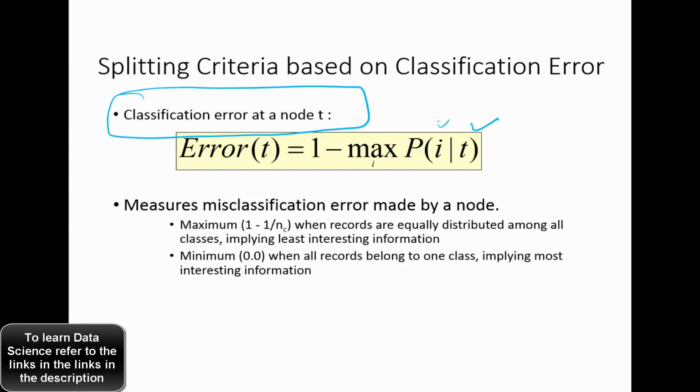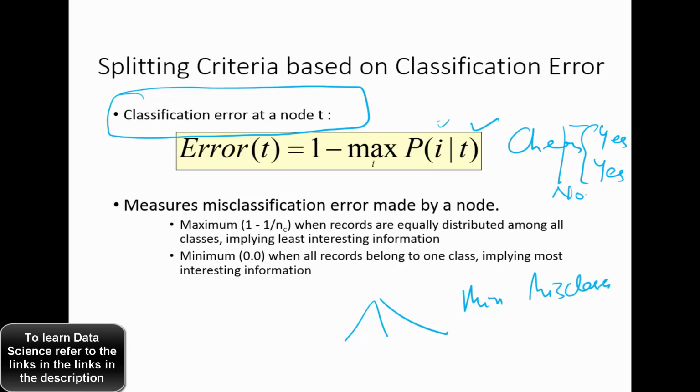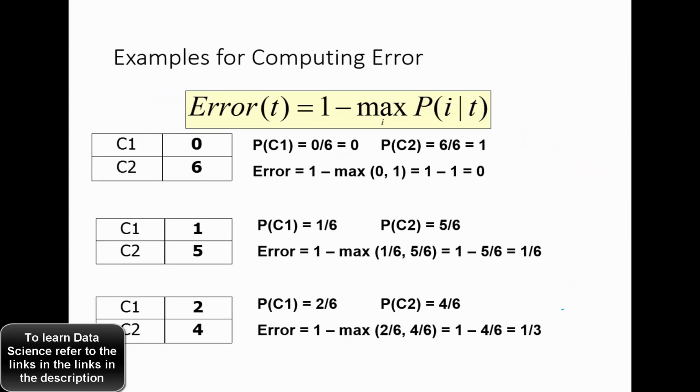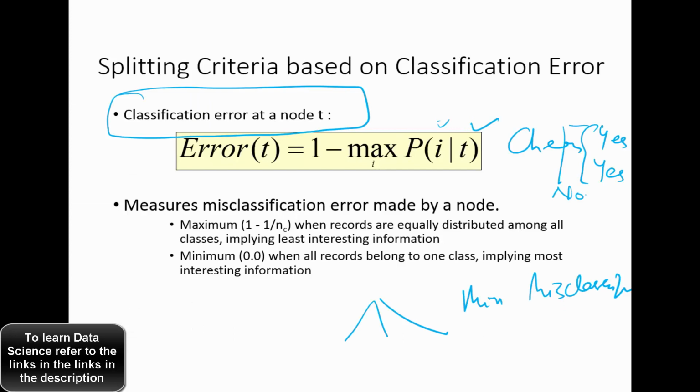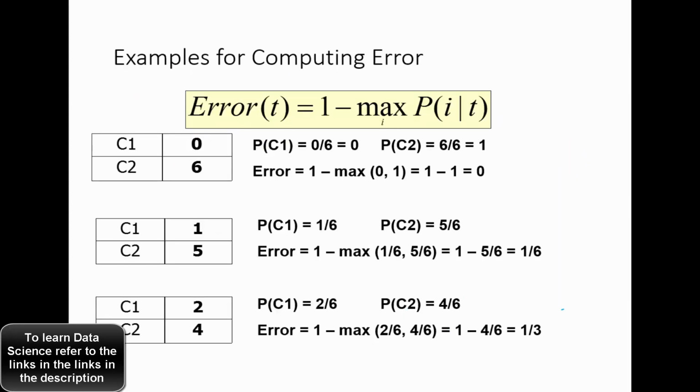Misclassification is very easy, right? If somebody cheats, yes, and the prediction is yes, it's not an error, it's matching. If it is yes but the prediction is no, then this is misclassification. So you go by that number of splits which minimizes misclassification. That's the idea. Again, that is similar to what we have seen in the other two metrics.